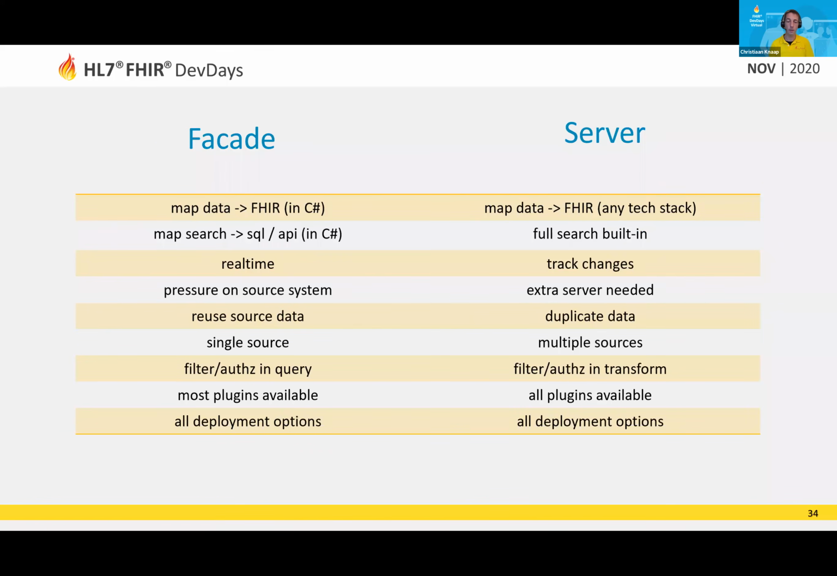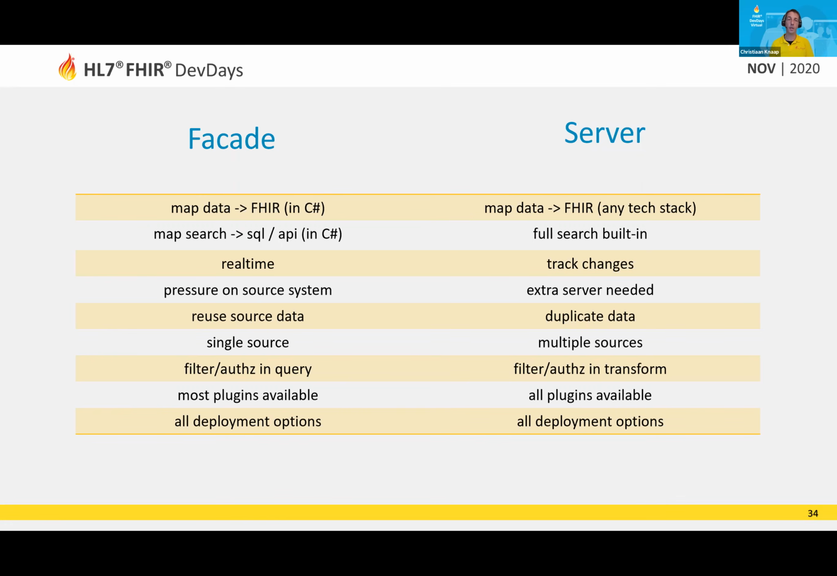Then, often we get the question, do we need the facade solution or the server solution? So I created this table with a comparison for you to check it out. And I will go through the several items. First thing is that in a facade, you need to map the data to FHIR. And in the case of Vonk, it needs to be done in C#. On the server side, you still need to map data to FHIR, but now you can do this in a FHIR flow within any tech stack you like.